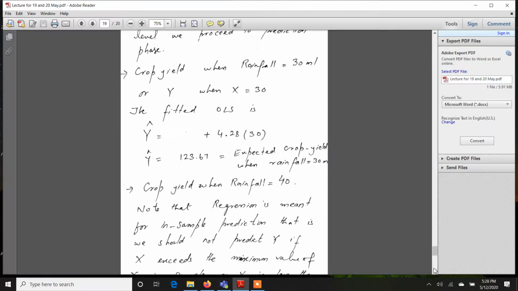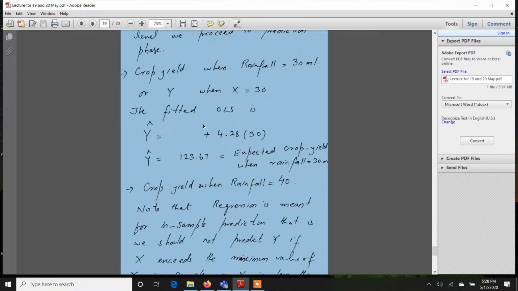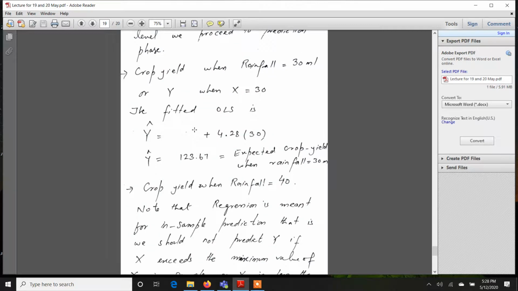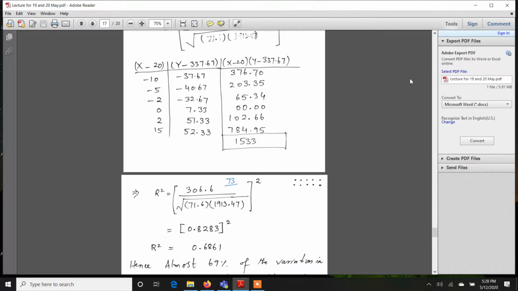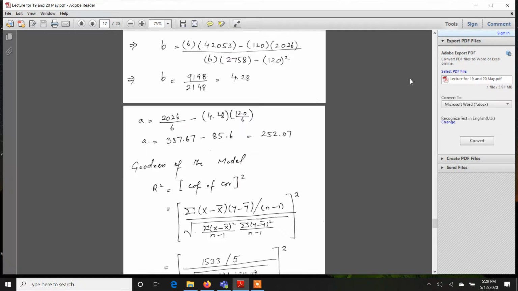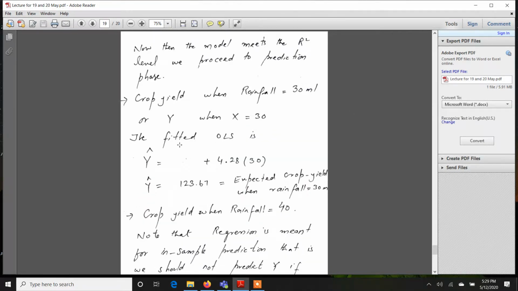Okay. Next, we have the prediction. We have to predict crop yield when rainfall is 30, or we have to find y when x is 30. From the above line, you just saw that the fitted OLS is equal to, pardon me, the intercept part is missing here. Let me see. The intercept is 252.07, right? This intercept is 252.07. So the fitted OLS is 252.07 plus slope coefficient times 30. So you have calculated it. So expected crop yield is this much unit.